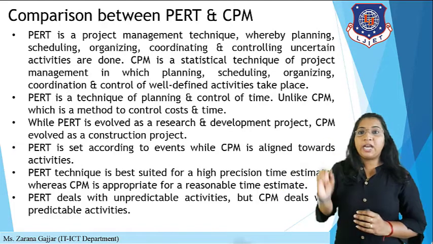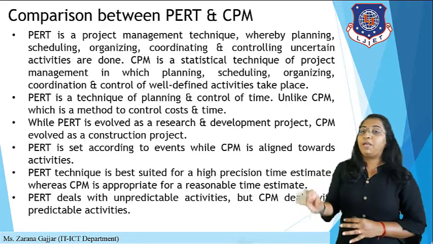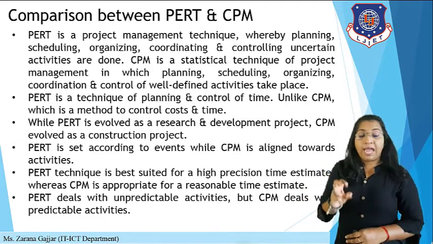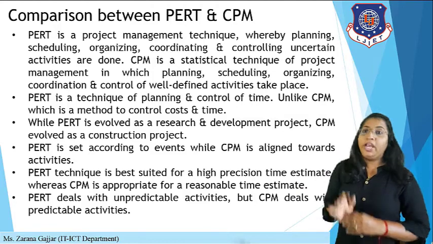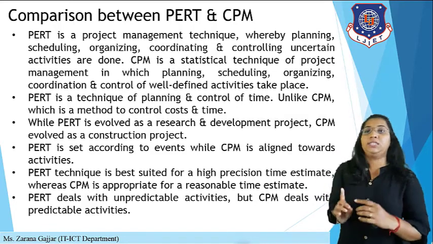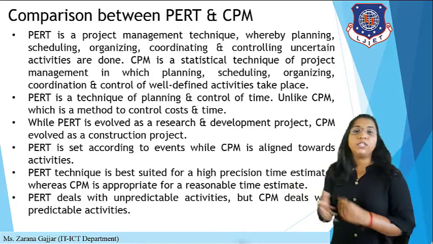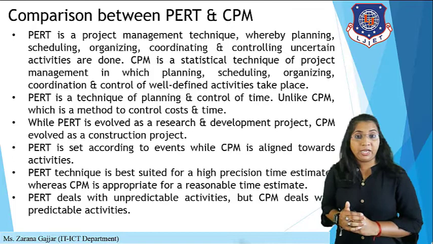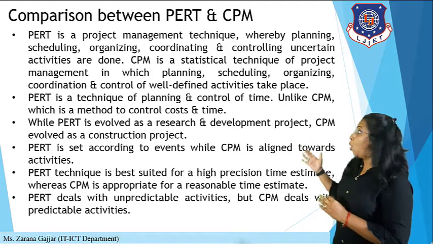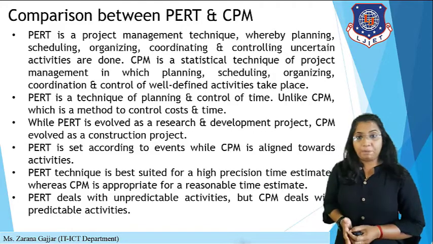Because in a PERT chart we are focusing only on planning and controlling the time, but in CPM we are focusing on time as well as cost. And PERT deals with some unpredictable activities, but CPM always deals with predictable activities only. So this is the difference between PERT and a CPM chart. This is all about the comparison between the PERT chart and the CPM chart.